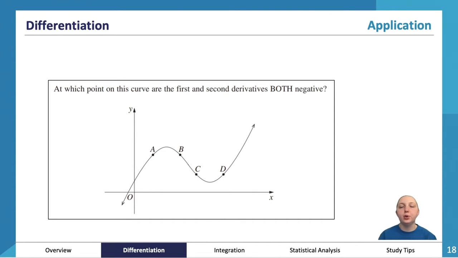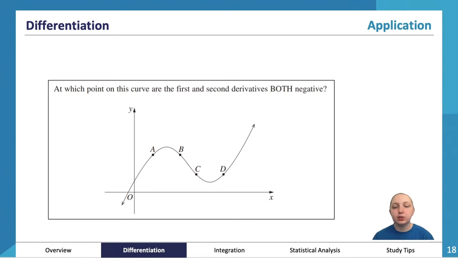Okay, so hopefully you guys have had a go at this question. If you still need more time, you can pause this video and take as much time as you need. Also, if you've done the question and you don't want to sit around and wait, you can also skip the video ahead a little bit as well. So, at which point in the curve are the first and second derivatives both negative?